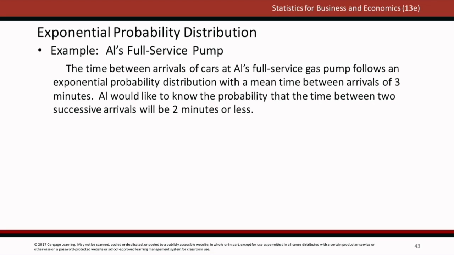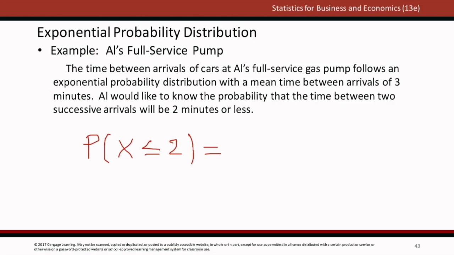So let's go straight to an example. Al's full service pump. The time between arrivals of cars at Al's full service gas pump follows an exponential probability distribution with mean time between arrivals of 3 minutes. Al would like to know the probability that the time between two successive arrivals will be 2 minutes or less. So Al wants to calculate the probability that the random variable that represents the time in between arrivals is less than or equal to 2.